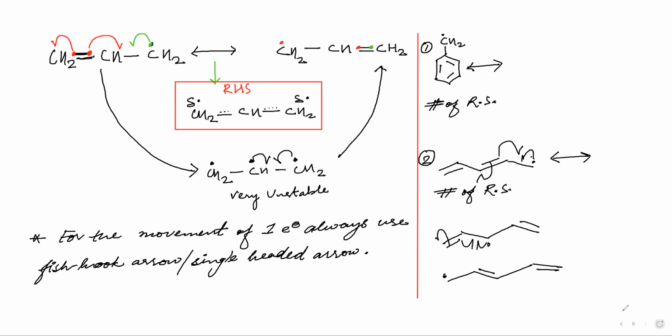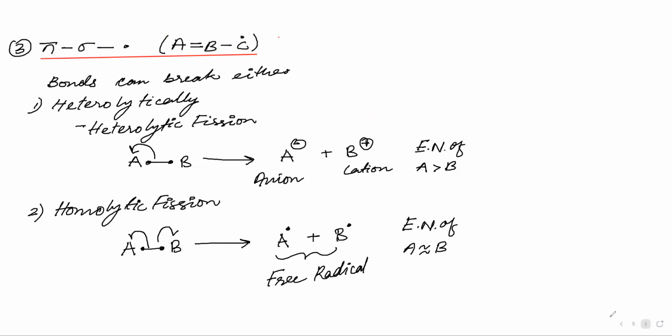Okay, fine. So I'm moving now. The next one is, okay, this was the third one, I guess. Yes, the fourth one will be pi sigma pi. This means A double bond B, single bond C, double bond D.